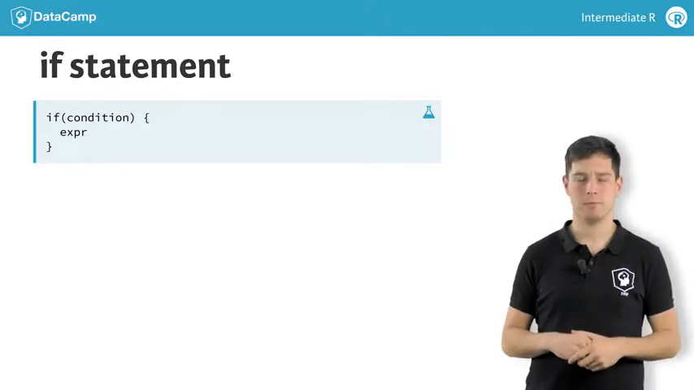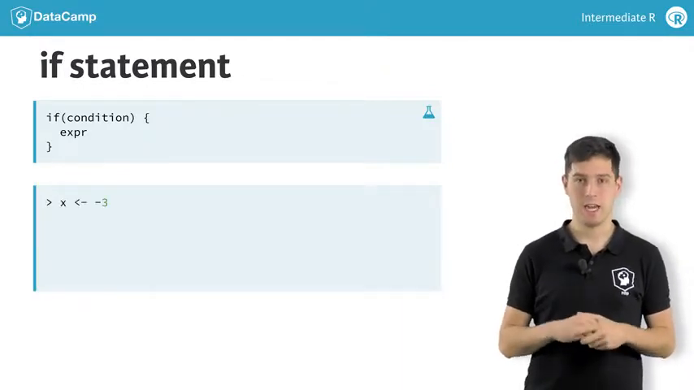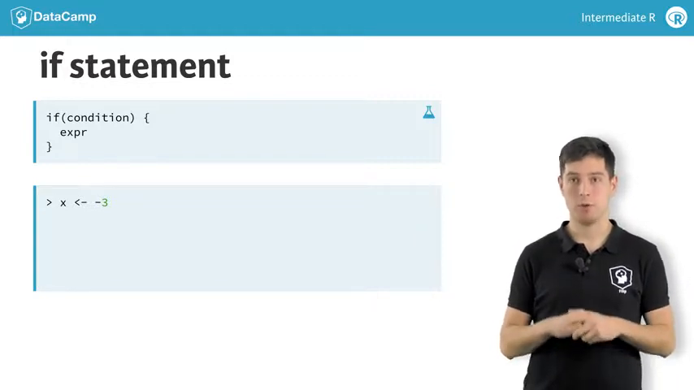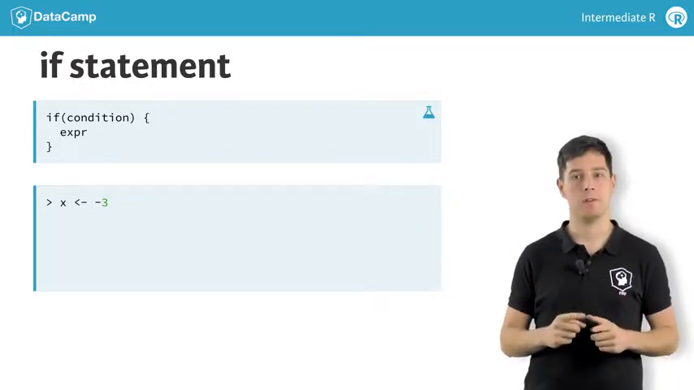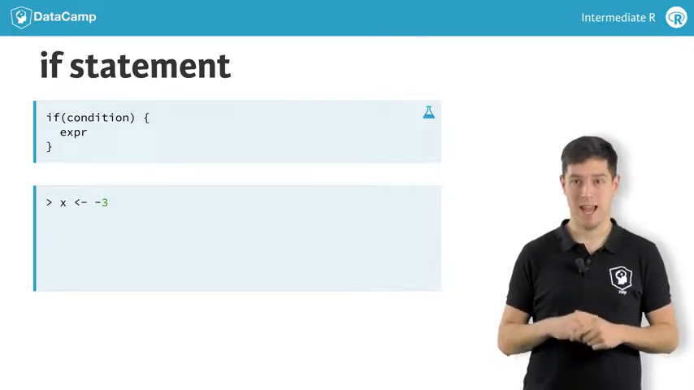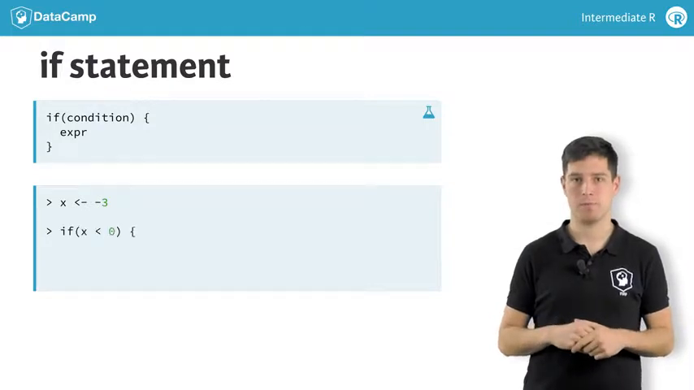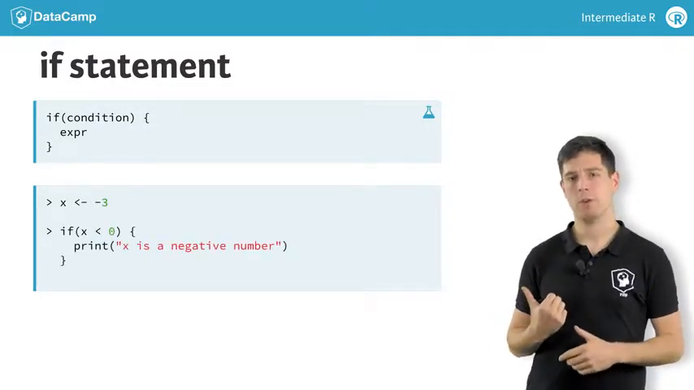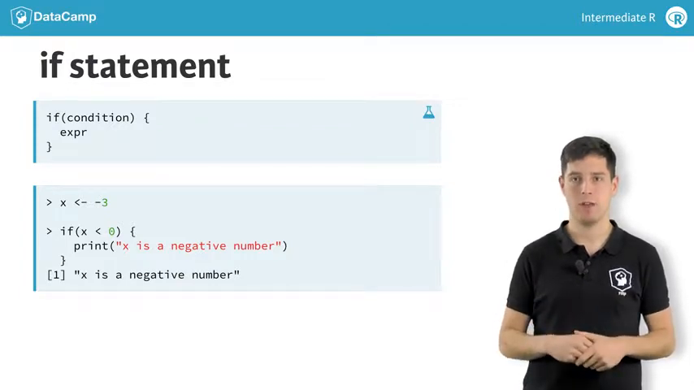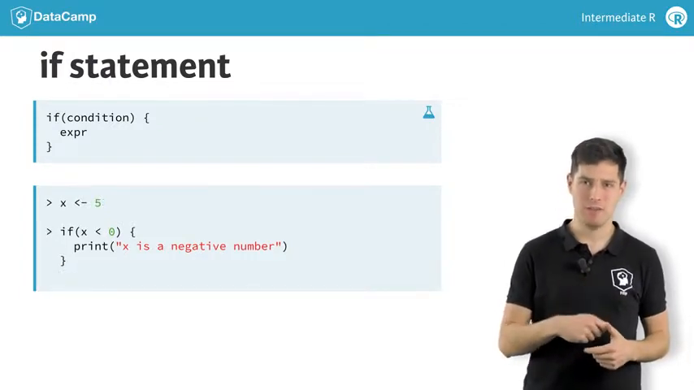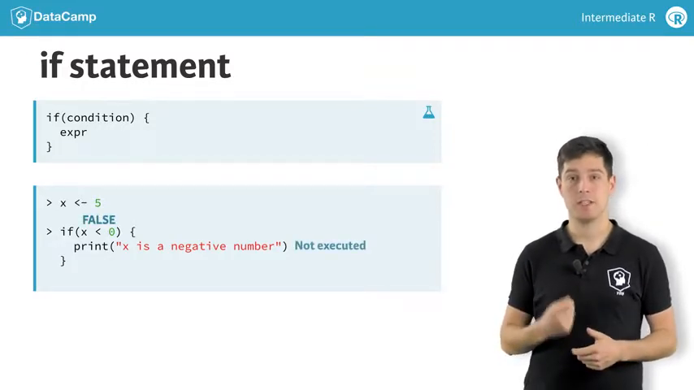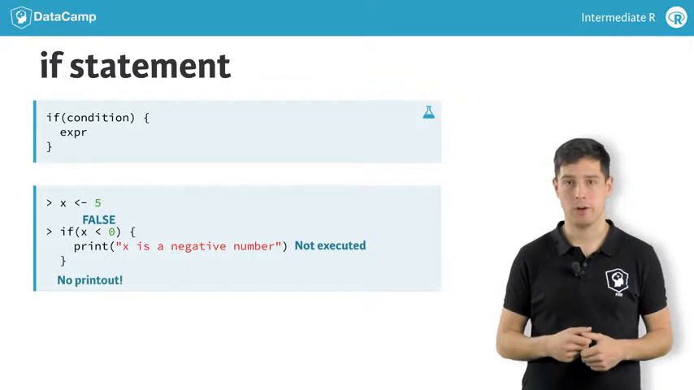Let's have a look at an example. Suppose we have a variable x equal to -3. If this x is smaller than 0, we want R to print out "x is a negative number". How can we do this using the if statement? We first assign a variable x and then write the if test. If we run this bit of code, we indeed see that the string "x is a negative number" gets printed out. However, if we change x to 5 and rerun the code, the condition will be false. The code is not executed and the printout will not occur.